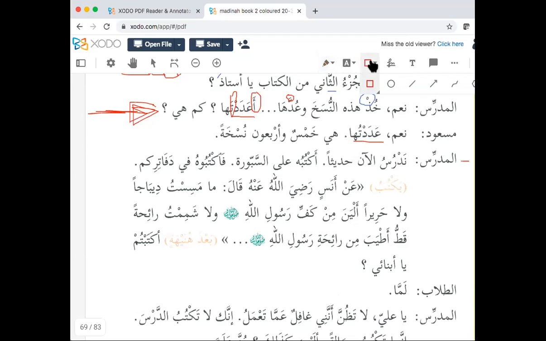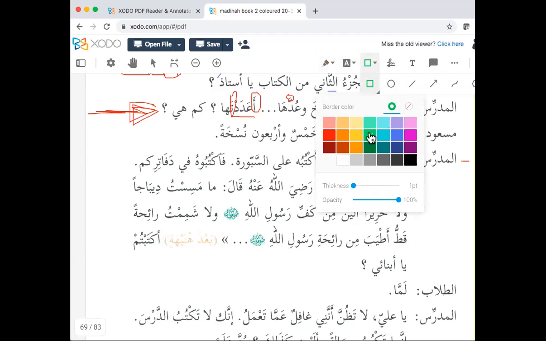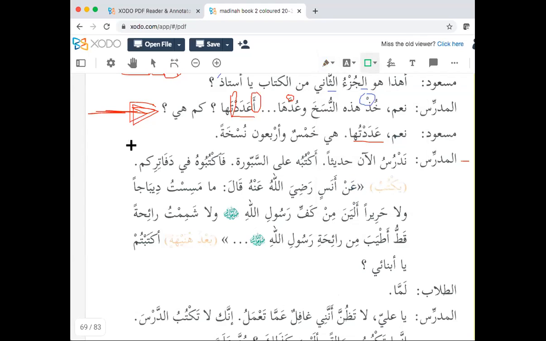I have a question here. You know that some words are mamnu' min as-sarf, and the word dafatir is from those words. Dafatiru, masajidu, fanadiqu. You remember? Towards the end of Madeenah book 1 there's a list of plurals, all of them ending in one dhamma. If they are mamnu' min as-sarf, they are supposed to be majroor with what?